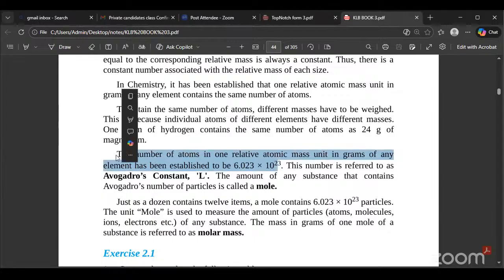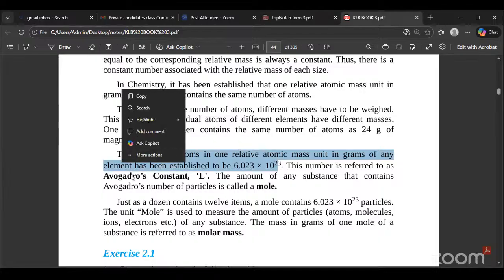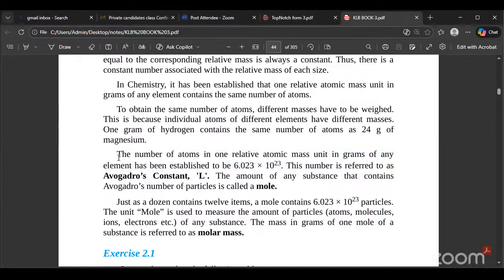The place I have selected is the one that we are going to use in most of the calculations. So you say the number of atoms. No, let me remove this one first so that it comes down.